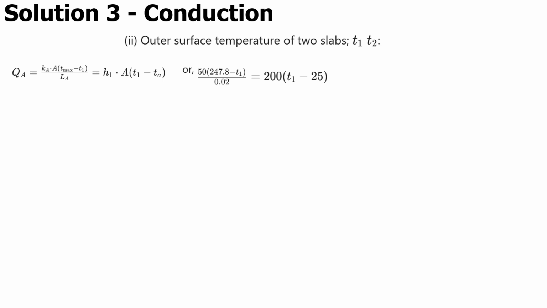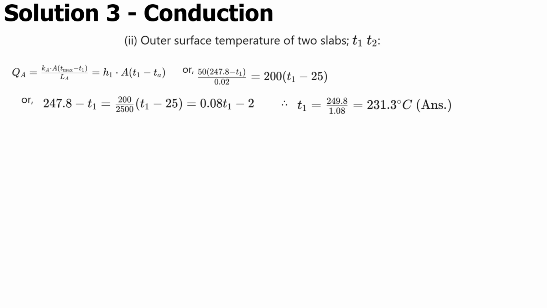Now we can equate these two equations and cancel out the area A, and substituting the known values and expanding further, we end up with the value of T1, which is equal to 231.3 degrees Celsius. This is the temperature of the outer surface of slab A.